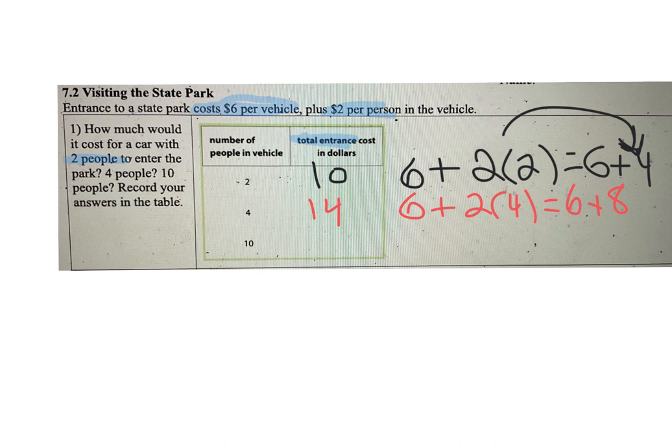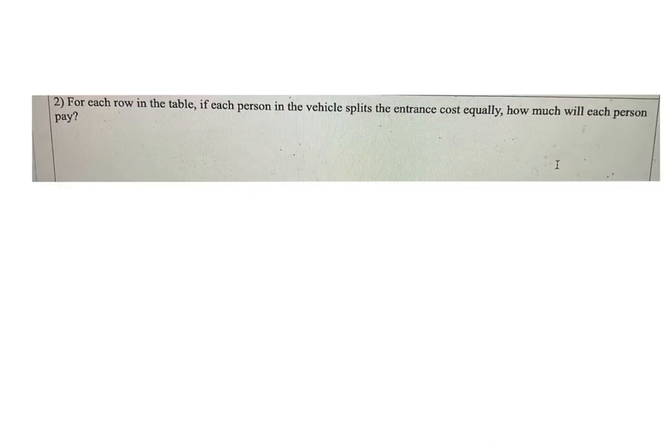All right, last but not least, 10 people. Doesn't matter what kind of vehicle it is. Probably going to have to be a bus. Doesn't matter. $6 for that. You're going to add $2 times each person. There's 10 people. So 6 plus 2 times 10, that means 6 plus 20. And that's going to be $26 total. And that's question 1.